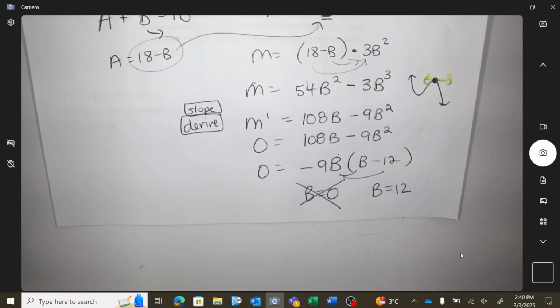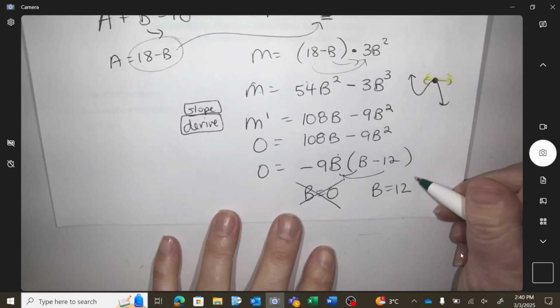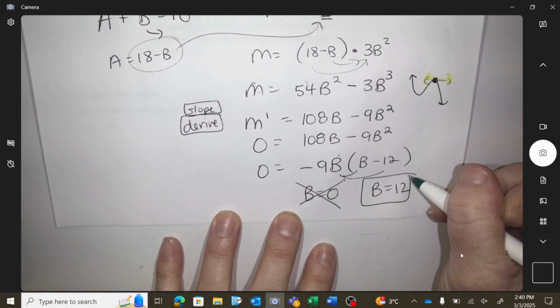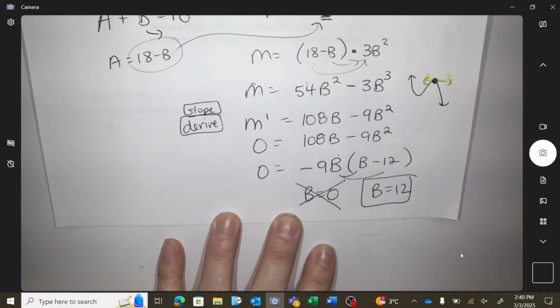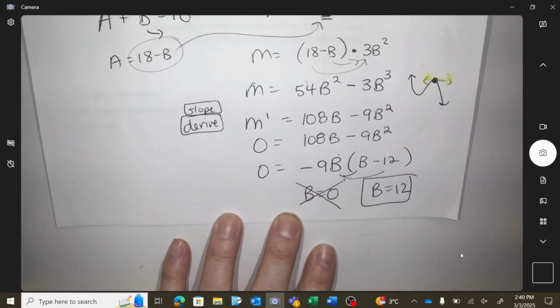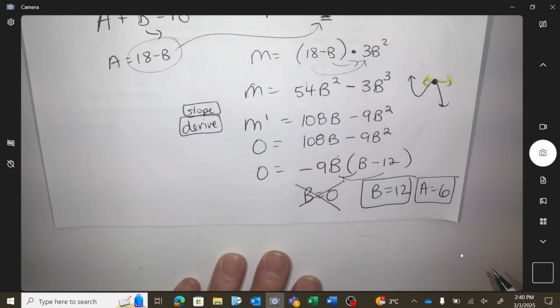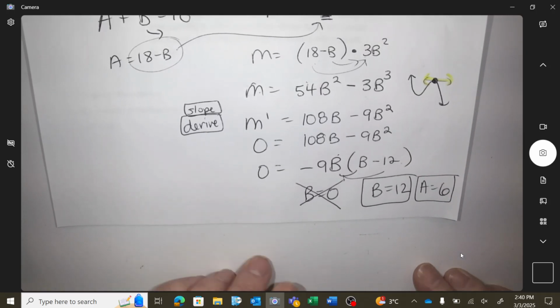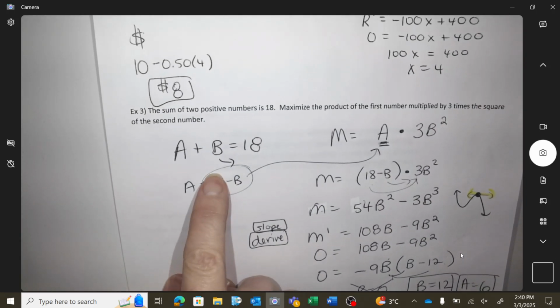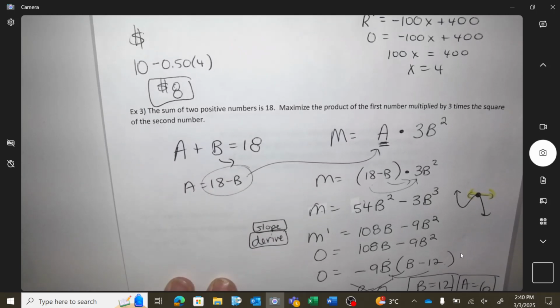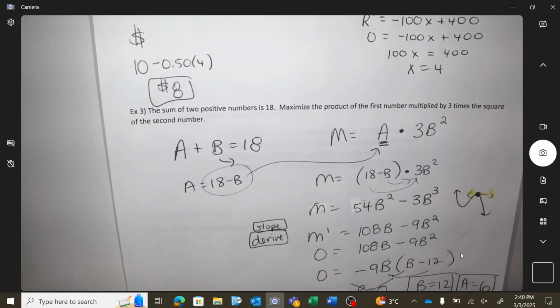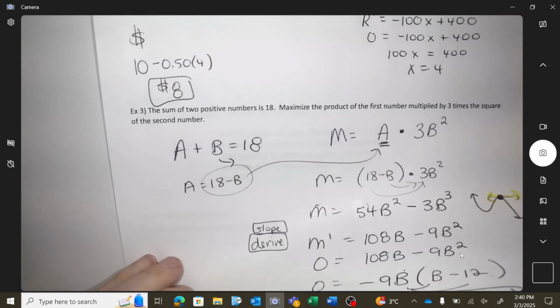The sum of two positive numbers, is 0 considered a positive number? Nope. So 12 is one of the positive numbers, and a would be the value 6. Why? Because they have to add up to 18. Right? Good? 12 plus 6.